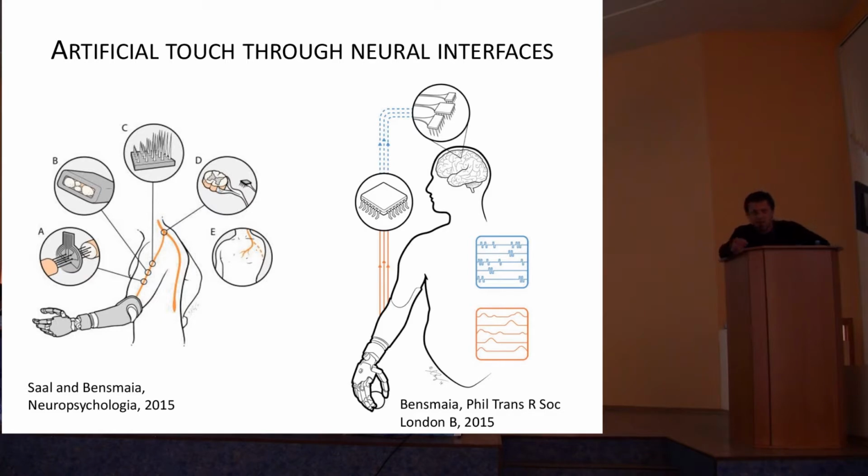Instead, I'm going to talk about how we can leverage what we've learned about how the intact nervous system encodes information about objects grasped in the skin or in the hand to restore that information to people who have lost it.